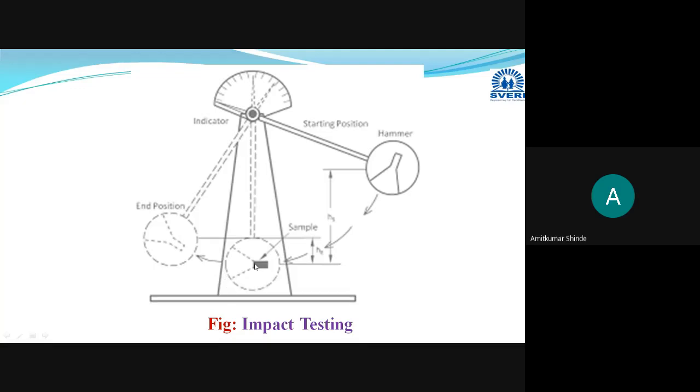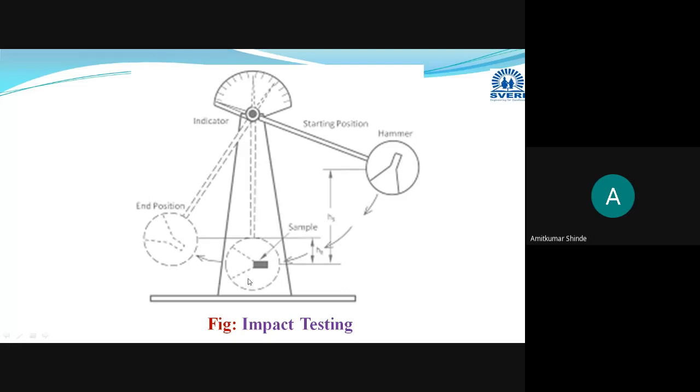On that anvil, we are going to fix the specimen under this test. One hammer will be there. With the help of this hammer only, we are going to create an impact on this specimen. During this procedure, we are going to take the readings related to the starting position of this hammer and the end position of this hammer.